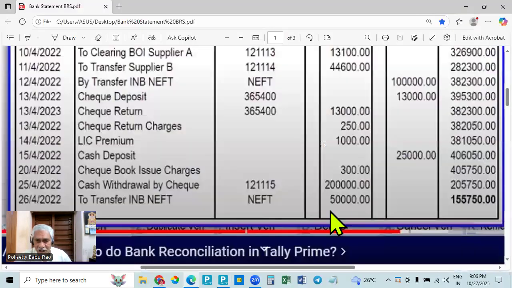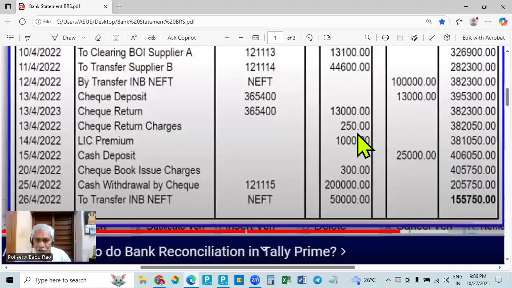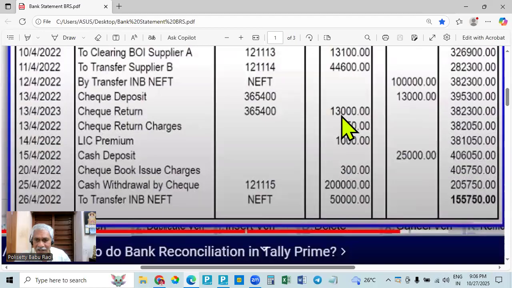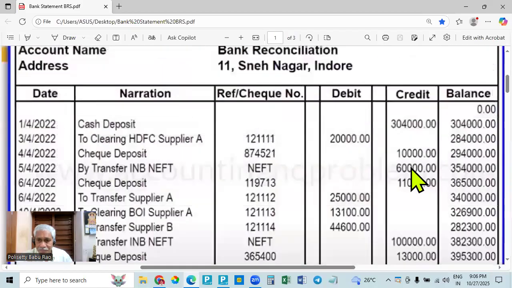So these are all available. And then 2 lakhs 50,000 paid and everything is completed. See, 1, 2, 3, 4, 5, 6, 7, 8, 9, 10, 11, both keep mixed. 12, 13, 14. 14 entries are there. 1, 2, 3, 4.